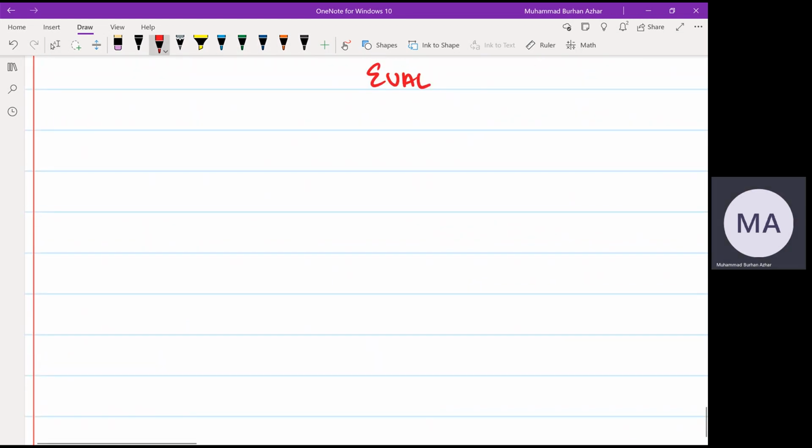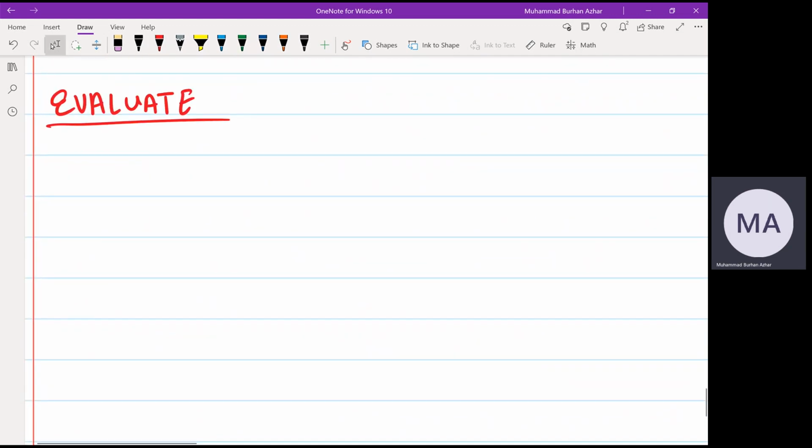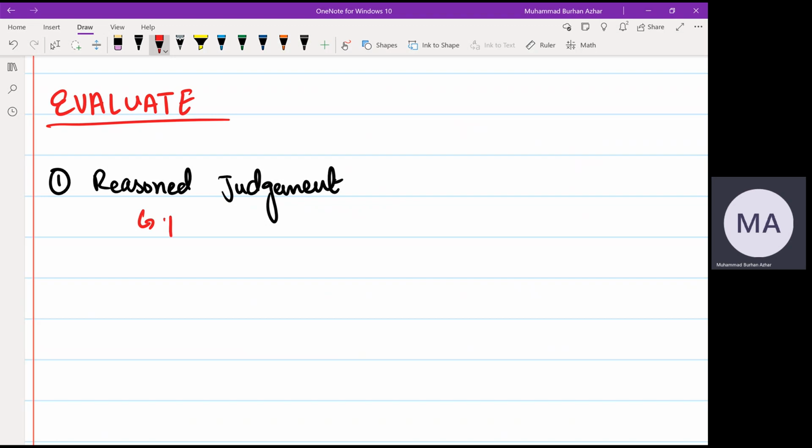Now let's talk about the evaluation. Okay, how are you supposed to evaluate? ठीक है. So evaluation के अंदर basically there are many approaches to that. There is no hard and fast rule for how you have to evaluate. सबसे पहली evaluation होती है कि you have to give a reasoned judgment, right?